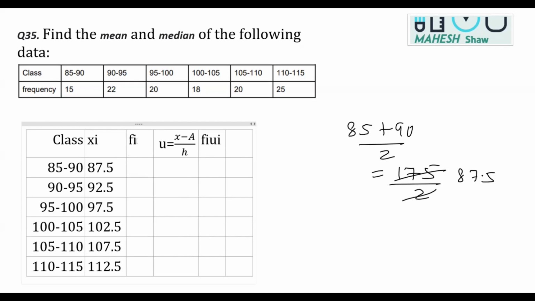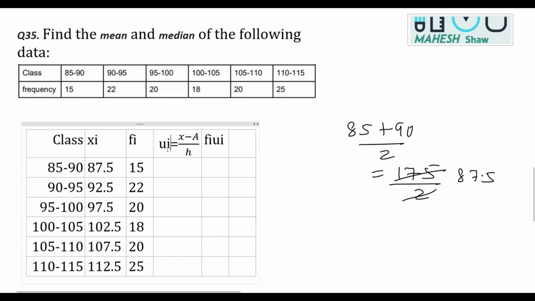So we can say the frequency is as given on the table. It's given on the table here, the frequency. So we'll be writing the frequency as 15 for the first, then 22, then we have 20. Next is 18, again 20, and 25. Next, we'll obtain ui, and ui is obtained as xi minus a over h.